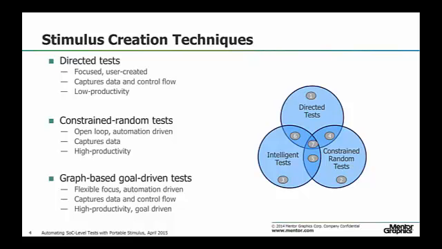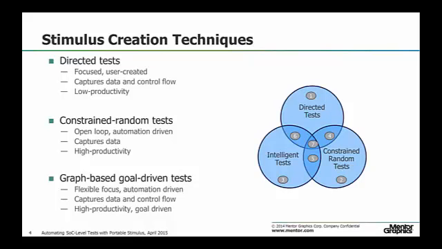So the third methodology here is the topic of this presentation, graph-based, goal-driven tests, which also share some of the key attributes of constrained random. There's a high degree of automation, but it's more flexible because you focus it on what you want to test. It captures both data and control flow, as we'll see in some examples here, and the productivity is very high because it's goal-driven and highly automated.